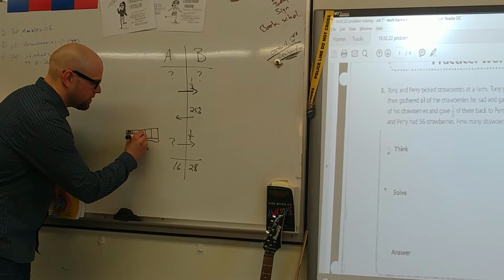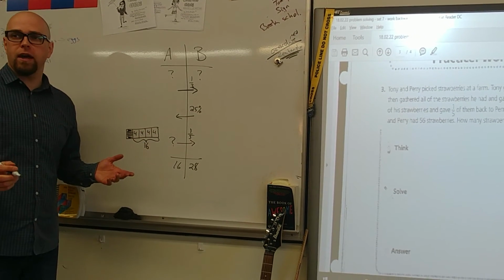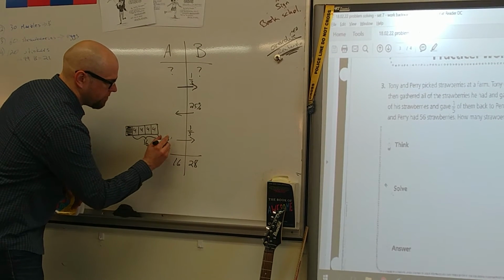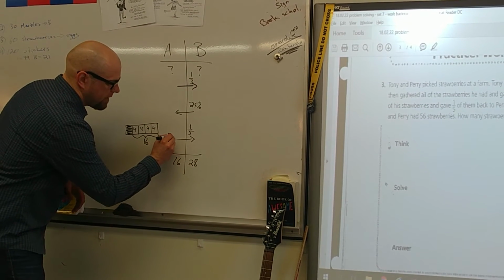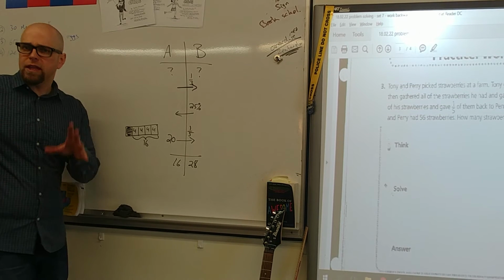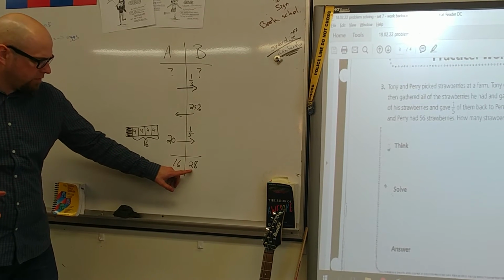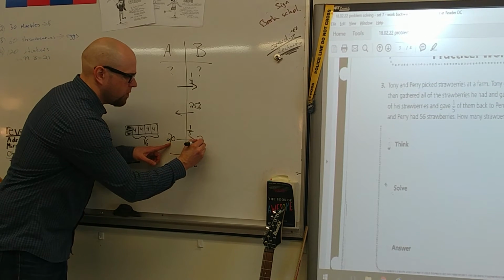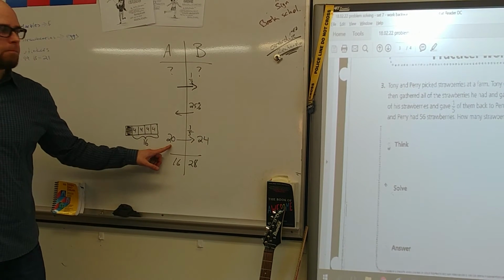Each block is 4. So if he gave 1/5 away, that means he gave away how many eggs? Call it out. 4 eggs. So he must have had 4 more before he made that exchange. Well, let's do our math. We see that they have a total of 44 eggs, so there must have been 24 on the other side at that time.